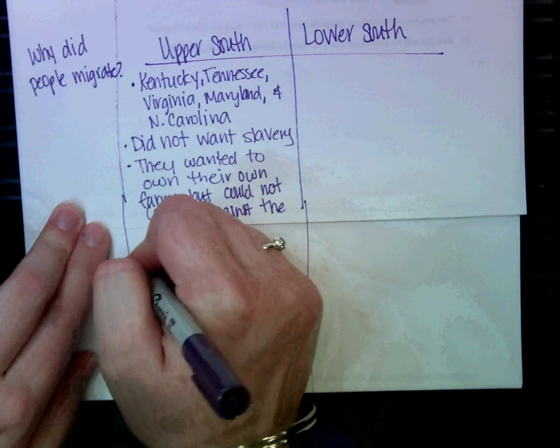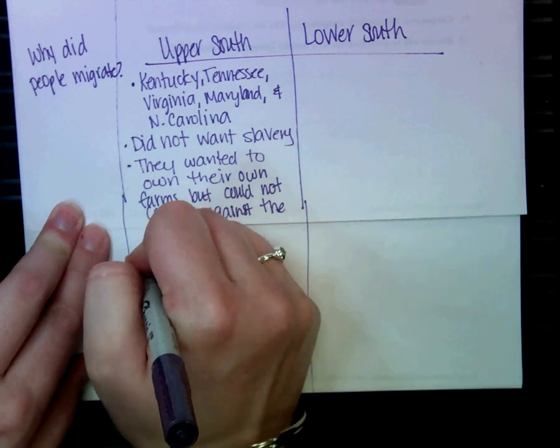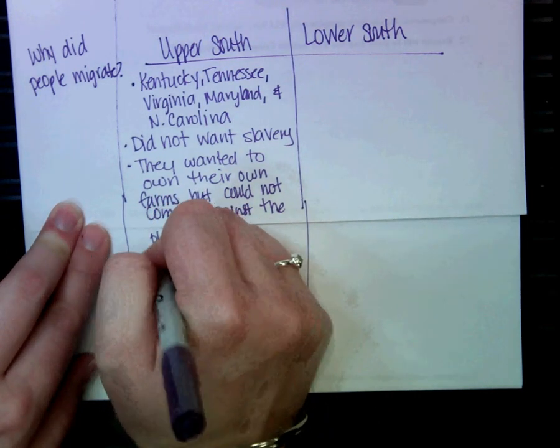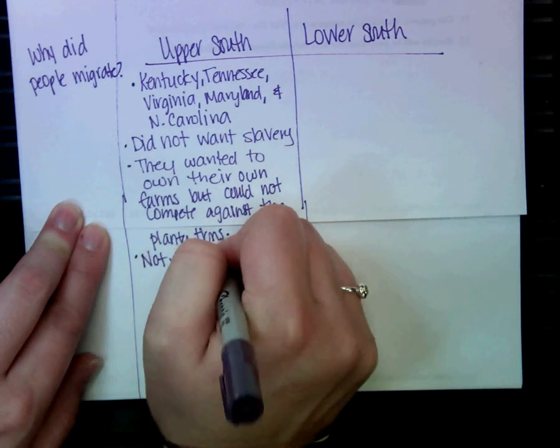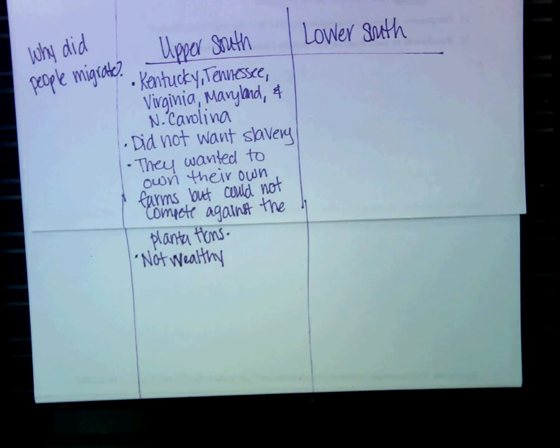The people from the Upper South, they weren't wealthy. They were not wealthy. So they couldn't own those big plantations. They couldn't have those big farms. They could only have these small farms that they built by themselves and they farmed by themselves. And so they really wanted to have a fresh start. And that's why the people from the Upper South came to Texas.